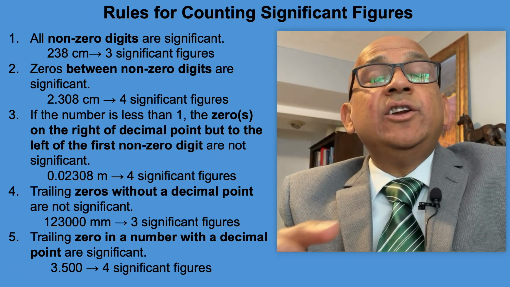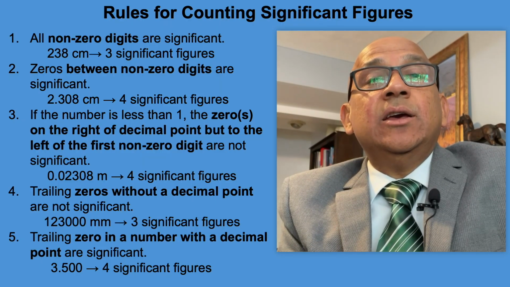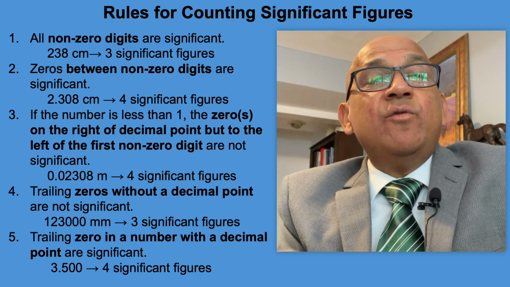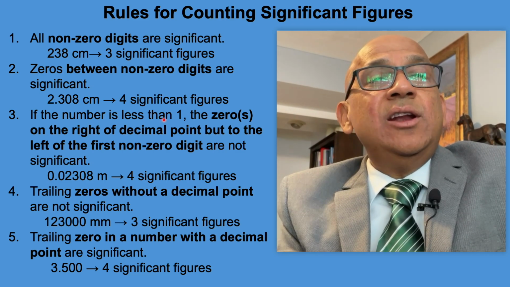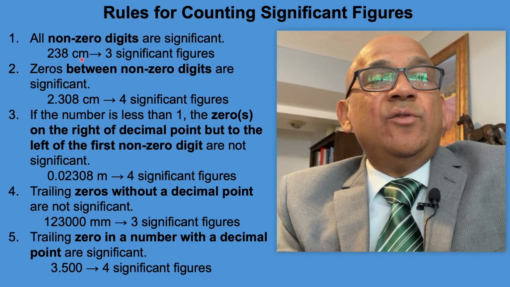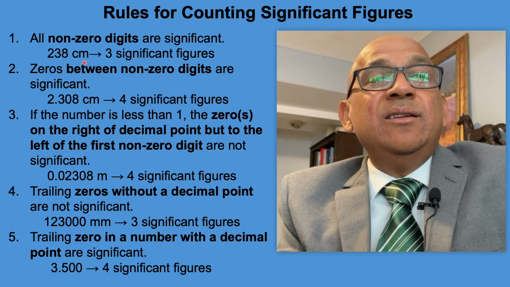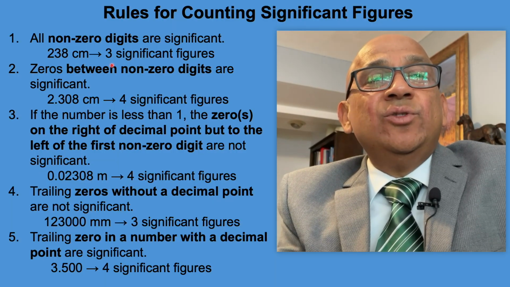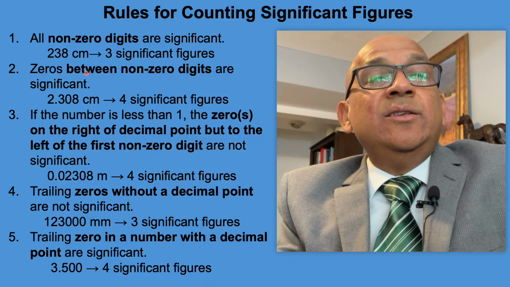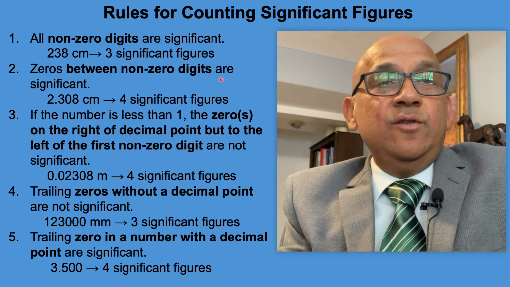Okay, so now I will tell you about some rules which are used for counting significant figures in a given number. Rule number 1 is that all non-zero digits are significant. For example, if you have a number 238 centimeter, then all digits are non-zero, so it has three significant figures. Second rule is zeros between non-zero digits are significant.